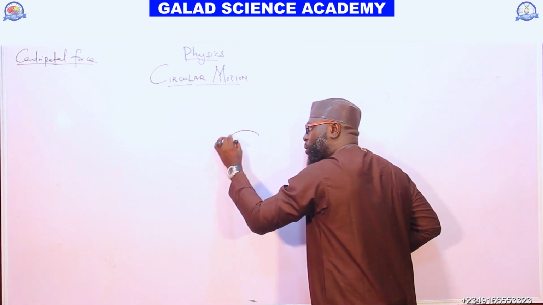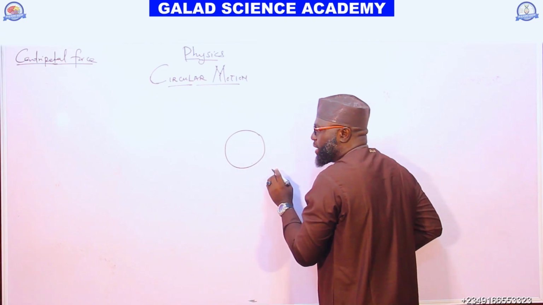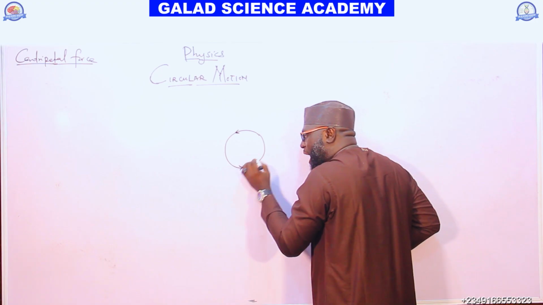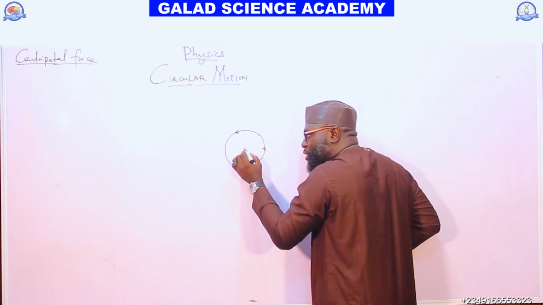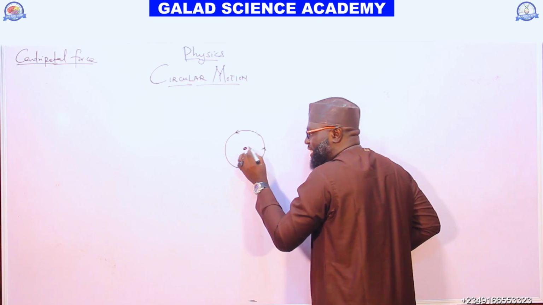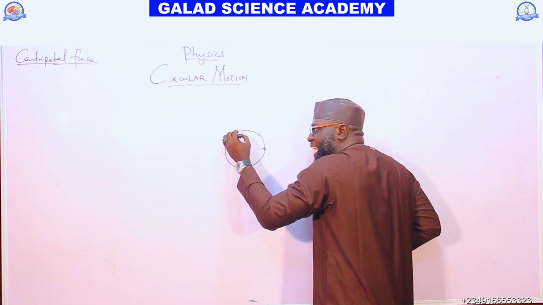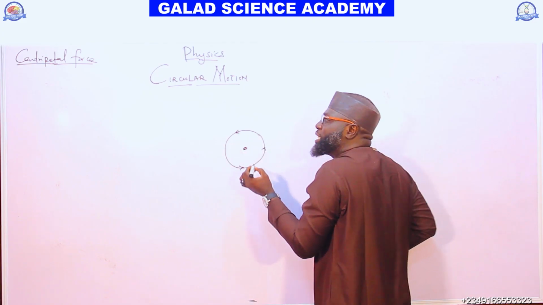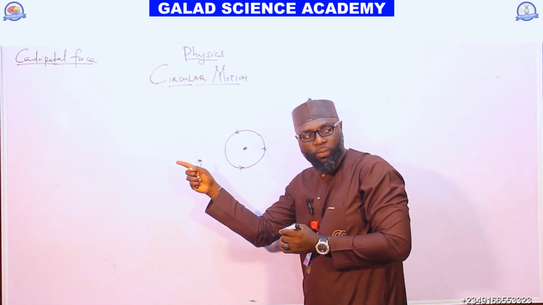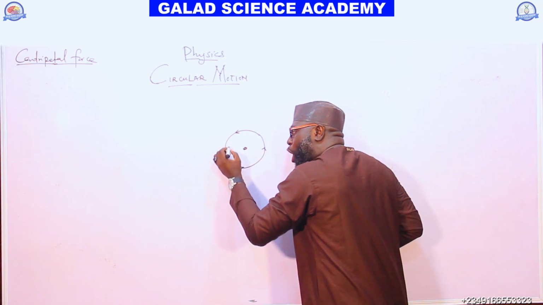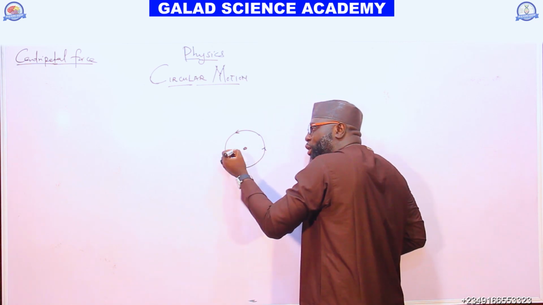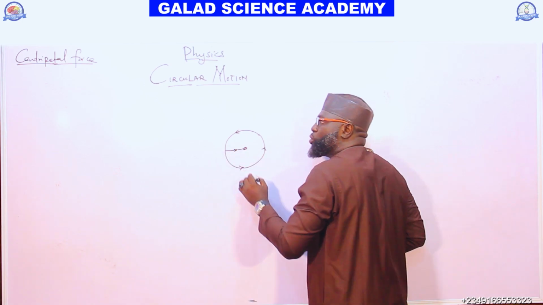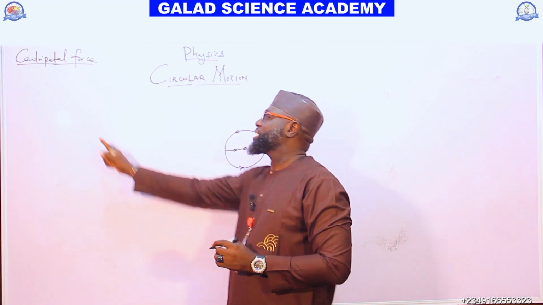But look at centripetal force. Assume this is a circle. If a body is moving along this circle, you know, for every circle we have the center of the circle. So the force that keeps the body to move along this circle is called centripetal force. Or centripetal force is a force that keeps a body to move toward the center of the circle without falling.